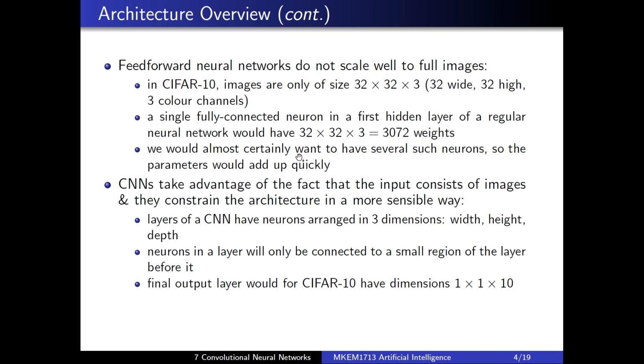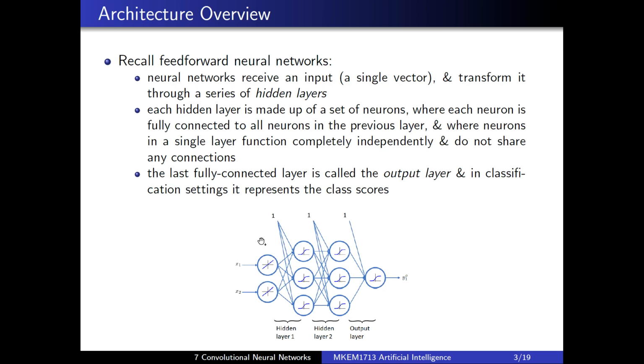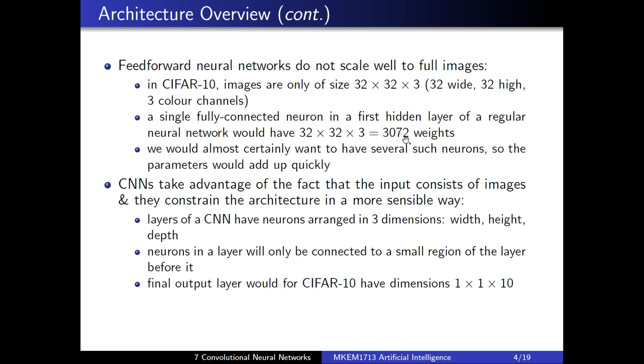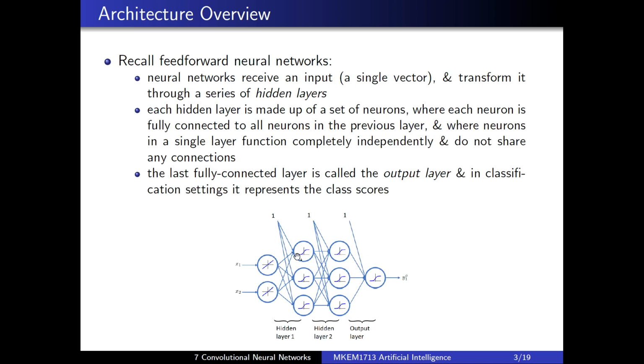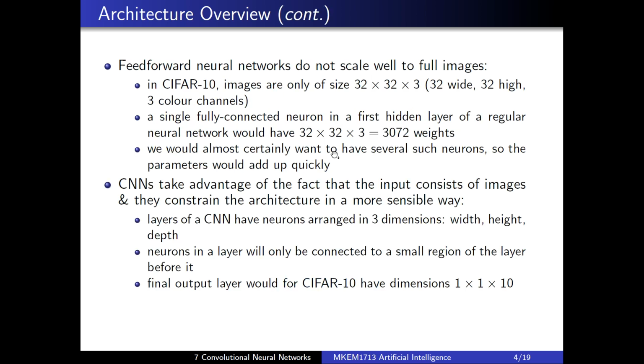A single fully connected neuron, this one for example, in a first hidden layer of a regular neural network would have 32 multiplied by 32 multiplied by 3, or 3072 weights, because our input neurons would have to be 3072 inputs given our image as such, and therefore a single hidden neuron would have 3072 plus 1 weights. Obviously we would have more than one hidden neuron, so you can imagine the number of weights that we will require to train. We would almost certainly want to have several such neurons, so the parameters would add up quickly.